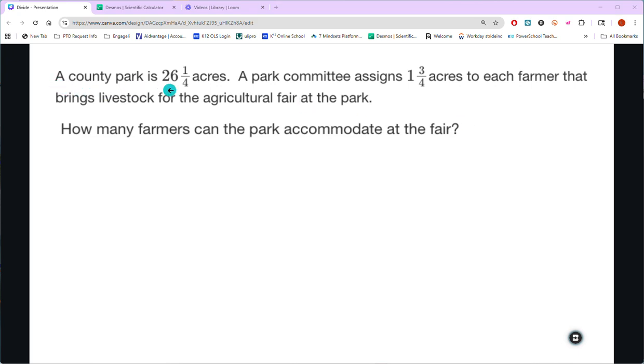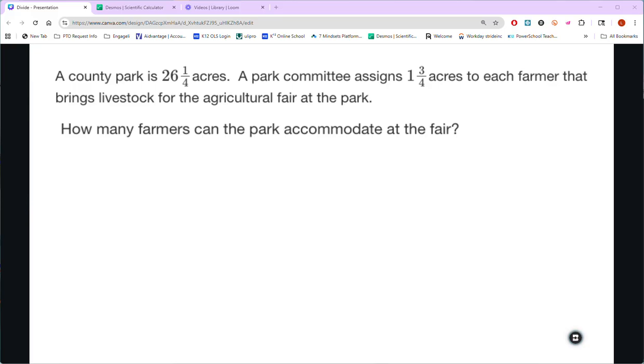A county park is 26 and a fourth acres. A park committee assigns 1 3/4 acres for each farmer that brings livestock for the agricultural fair at the park. How many farmers can the park accommodate at the fair? So we're taking this larger amount of 26 and a fourth and we're dividing it by 1 3/4. We're dividing it up amongst the farmers.